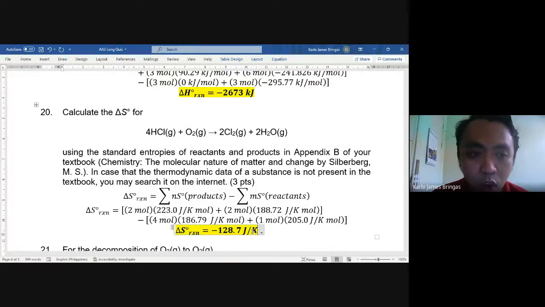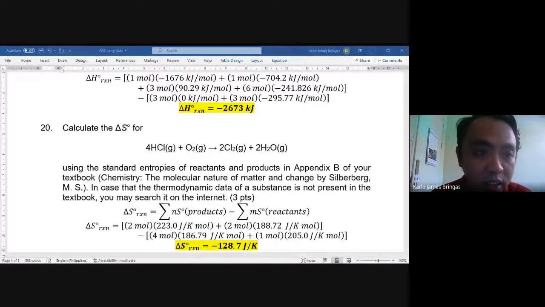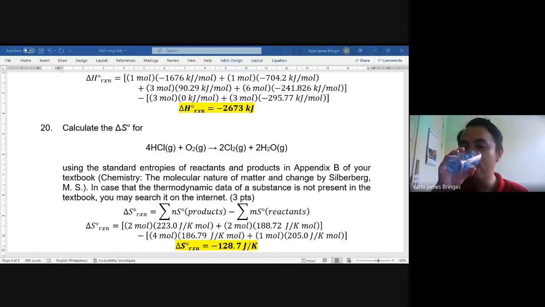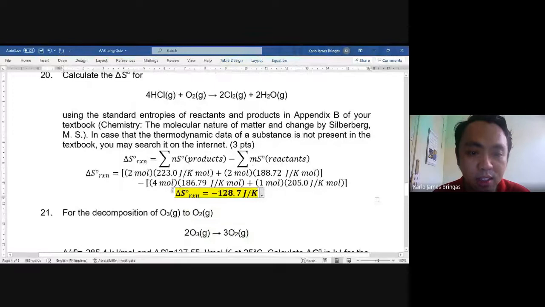So that is now your number 20. So numbers 19 and 20. At this point, let me hear from you guys. Any questions on how we answered this one? Okay, thank you so much. Sige, let's try to make the rest as quick as we could.